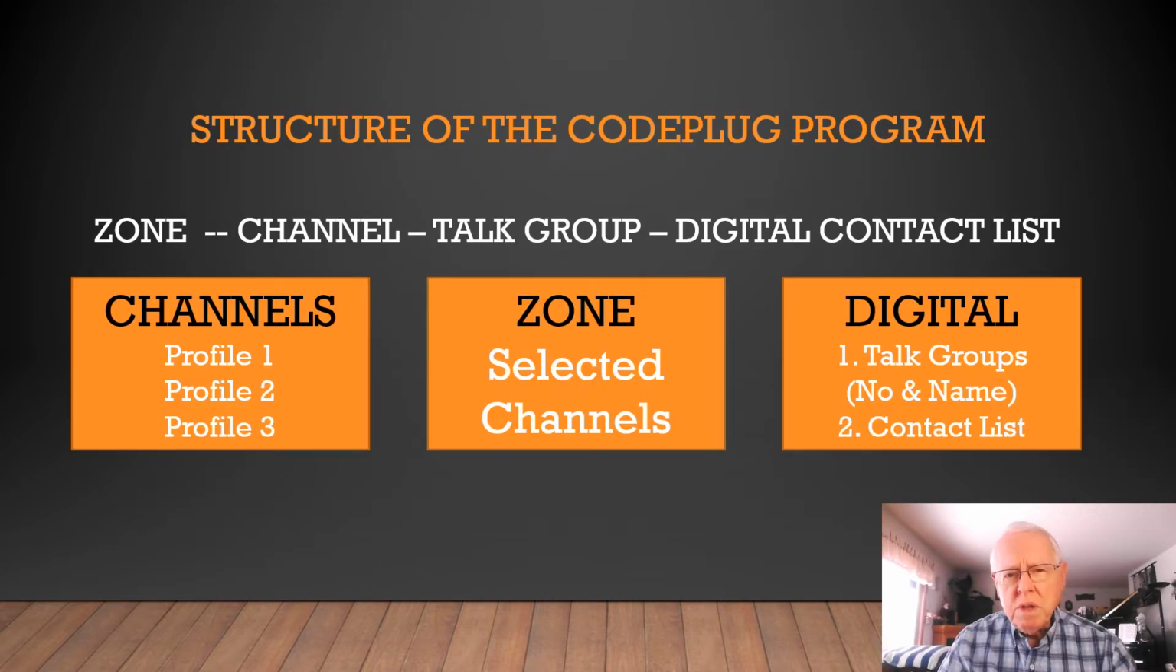Before diving into the CPS, we are going to take a look at the structure of a program and some of the things that we need to know and put into this CPS to make the radio work correctly. First of all, we've got a number of different pieces of nomenclature here. We've got a zone, a channel, a talk group, and a digital contact list. For those who are new to programming, you need to get familiar with these terms and what they mean. So I'll go through them just briefly here.